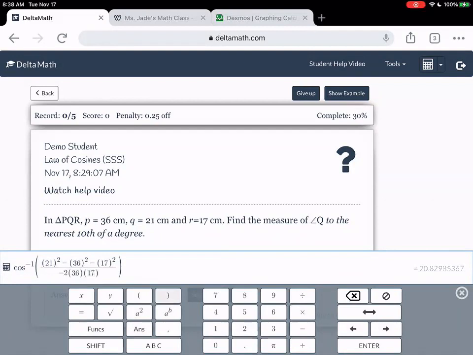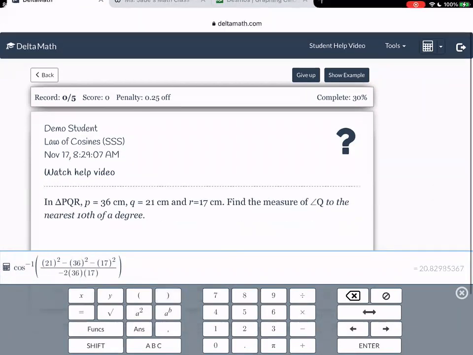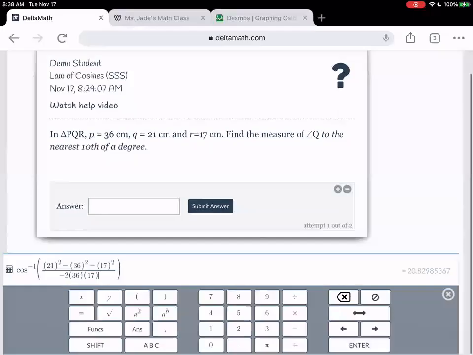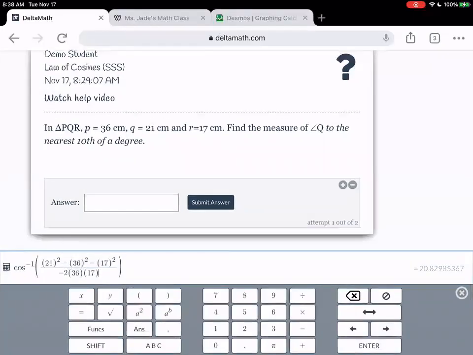Okay, so this was the equation that we had said we would type in. You're double checking that I wrote it correctly? Yes. All right, so the nearest tenth of a degree of 20.82, that means we want 20.8. Are there any questions up till here?